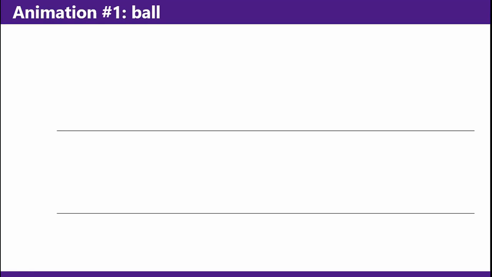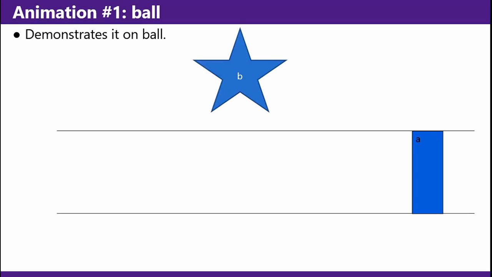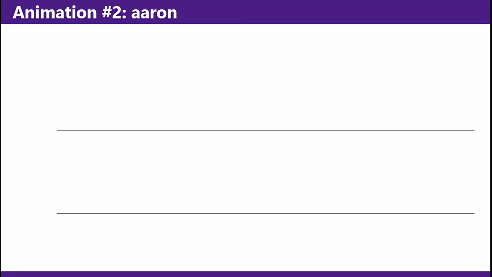Animation 1 for the word ball. B. There's only one in there, add another one. A. They're not equal, dequeue. B's your answer.